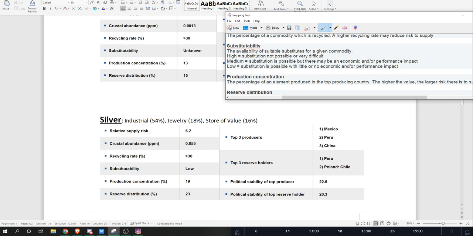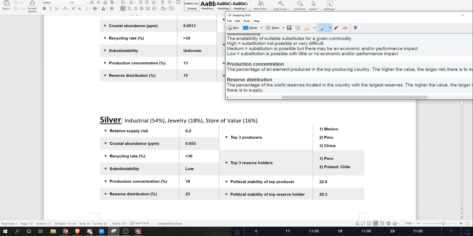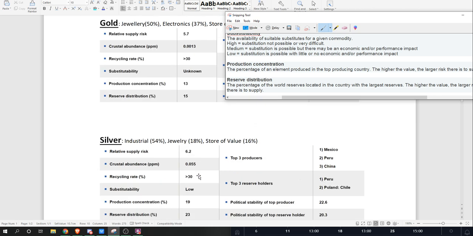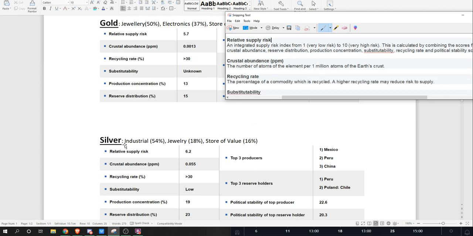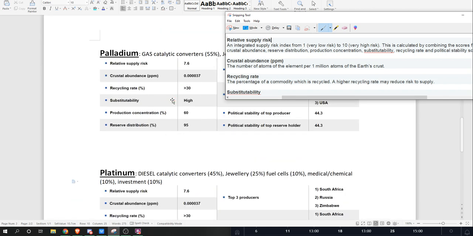What you're looking for in an asset that you're looking to invest long in, in my opinion, is the inability to replicate or replace a certain asset. For example, when we look into the later metals, we'll talk about that. So the production concentration is 19, so it's not too high. And then the reserve distribution is 23, which isn't that bad either. So gold and silver are relatively low on the risk for a supply shock, in my personal belief. Silver is a little bit higher in the potential for a supply shock, but they're both relatively stable when comparing them to palladium and platinum.